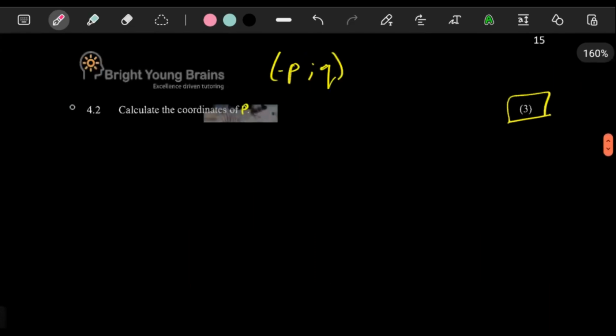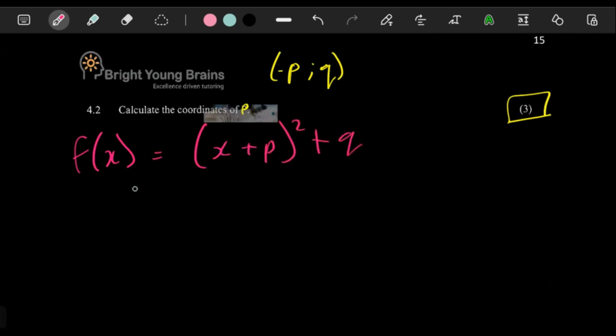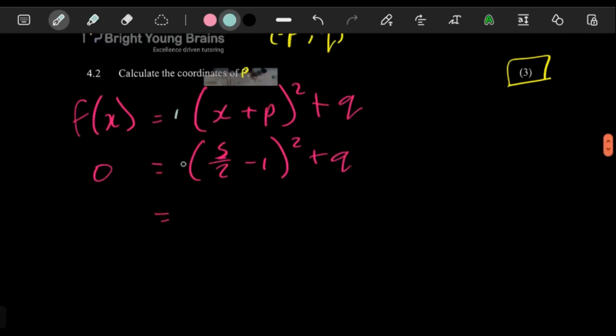So the equation of our graph, they gave it to us like this: f of x is equal to (x plus p) squared plus q. Now we know that the y value is 0, and the x value is 5/2, and the x value of the turning point is a 1, right? So in the equation, you need to put a -1. And then q here is going to give us the y value of the turning point. There's an invisible 1 there, which is fine. So this -1 is like 3/2. 3/2 squared is like 9/4. And then moving the 9/4 over, it's going to be -9/4. This is what q is.